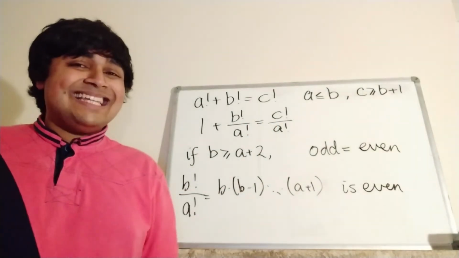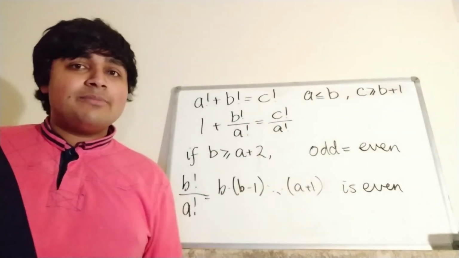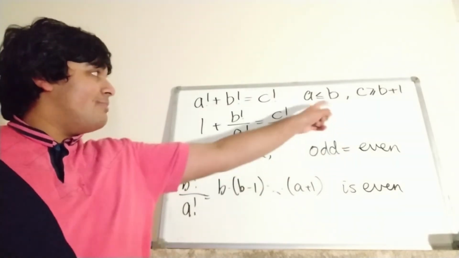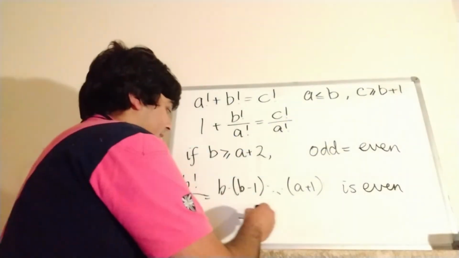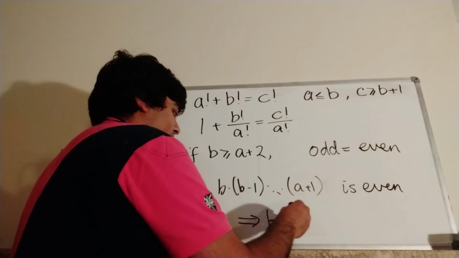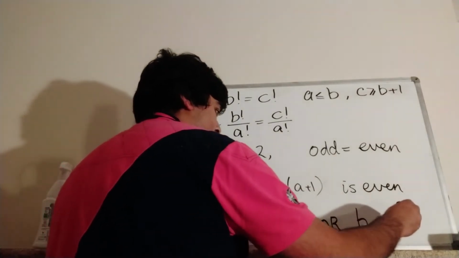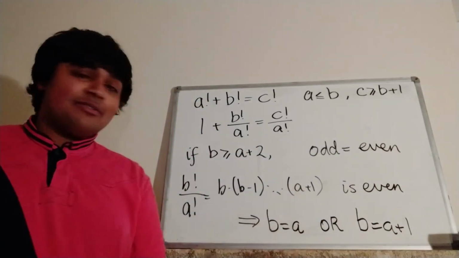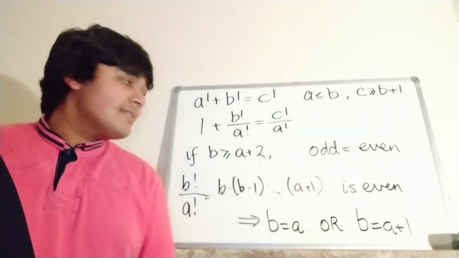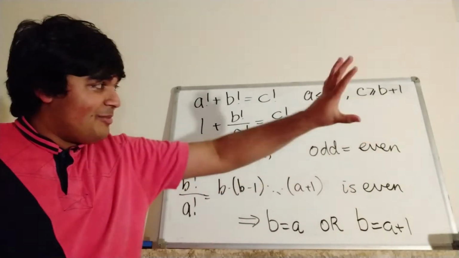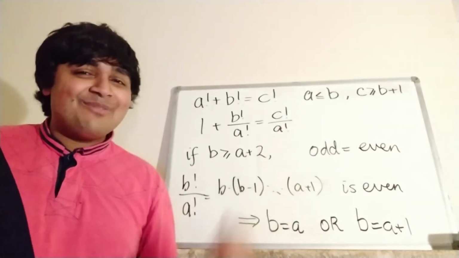So b can't be at least a plus 2, so we've narrowed b down to 2 values because we already know that b is at least a. So this implies that b equals a or b equals a plus 1. So we just narrowed down b to 2 values once we know what a is. Let me clean this up, wipe the whiteboard and bring this to the top of the whiteboard, and we'll continue.